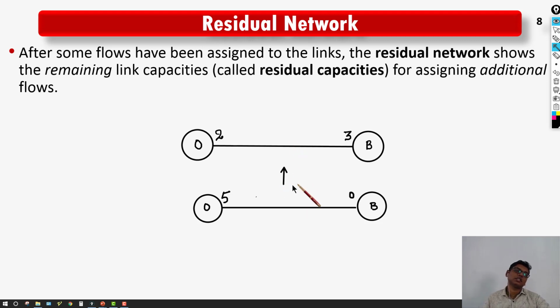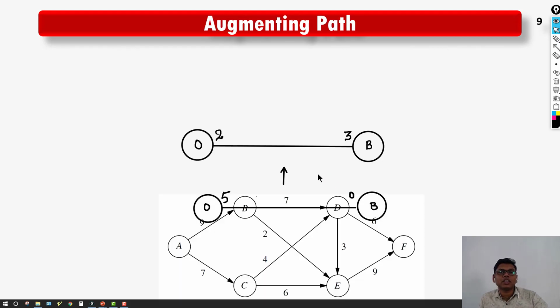So this is changing from this to this. This is the residual. We have written the residual capacities on each of the vertices. So this is what the residual network is. We will understand it in more detail in the example. Next we will go for the augmenting path. What is the meaning of augmenting path?